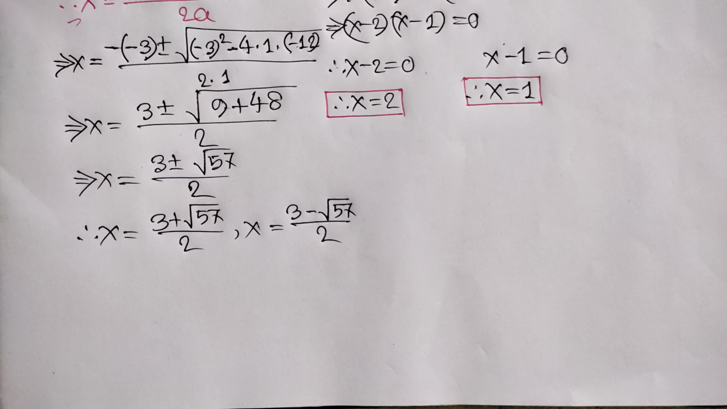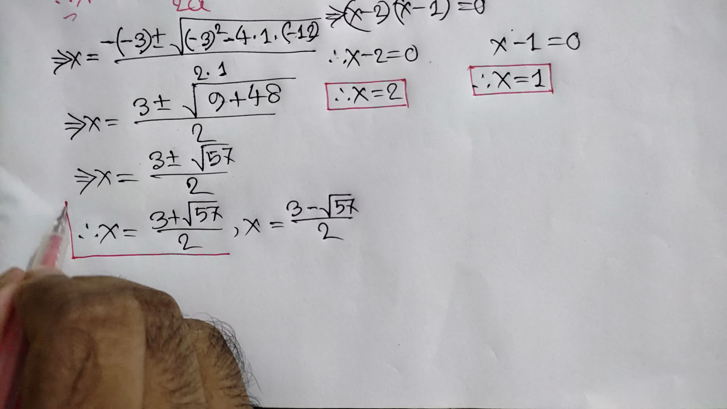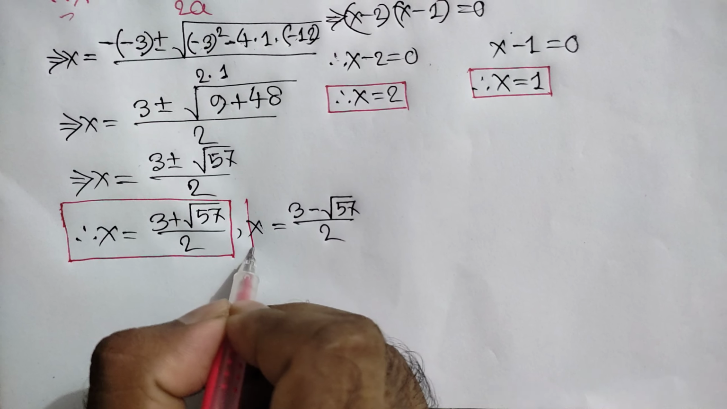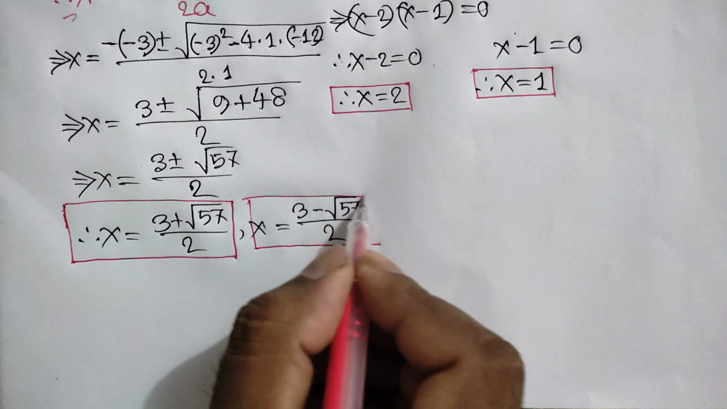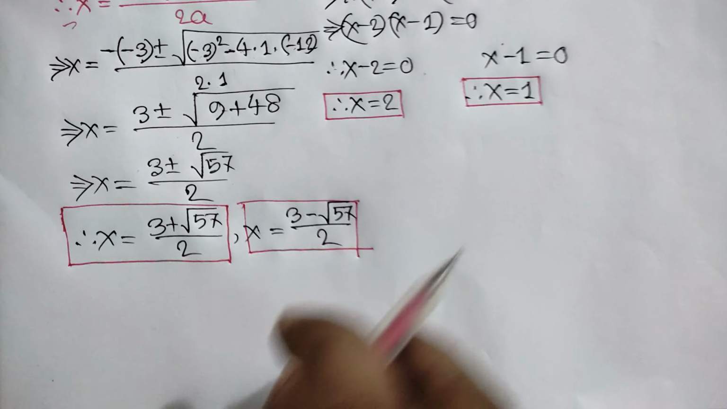So there are totally four values of x. X is equal to 3 plus square root of 57 over 2. X is equal to 3 minus square root of 57 over 2. X is equal to 2 and x is equal to 1.